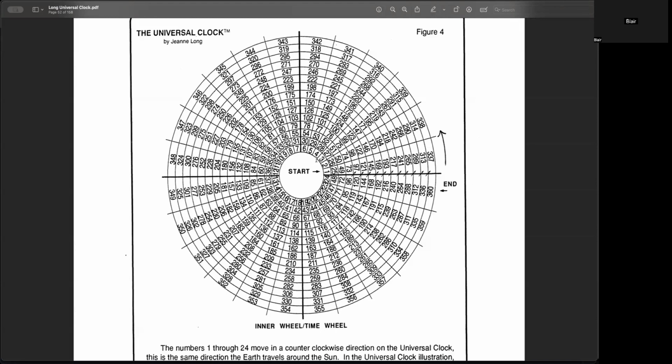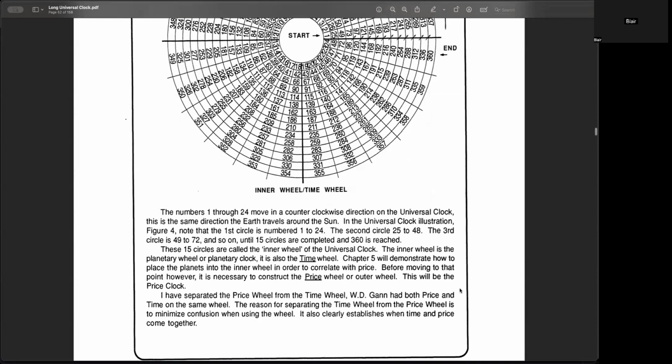And as planets move, they move through the rings. And when they come around here to 24, they make the jump to 25 and go out another ring. And then they come all the way around to 48, and then they jump up again and repeat until they hit 360 at the end. And of course, if you're dealing with geocentric planets, then they go backwards occasionally, and that's retrograde. Okay, so this is the time wheel.